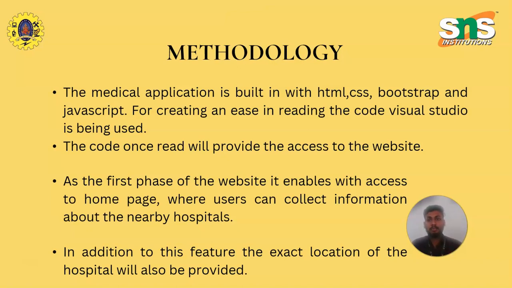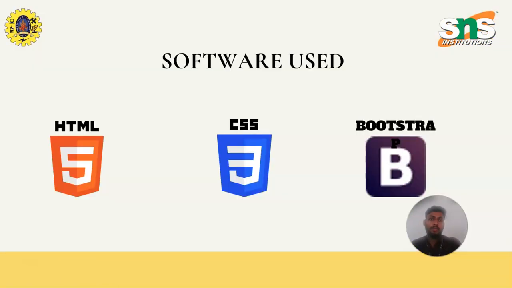On the first page, we have the website home page. Users can collect information about nearby hospitals, as discussed in the previous slide. The information is obtained through the application about the nearby hospitals, and additional information includes where the hospital is located and which services the hospital provides.